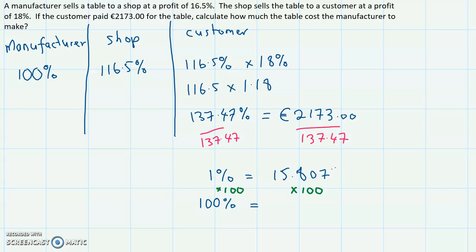Okay, and you'll get a figure of 1,580.7, and you should round it off correctly, 71. Because we're talking about money, we'll round off to 2 decimal places. So that's telling you what it cost the manufacturer to make this table was 1,580.71. So that's what 100% is equal to.